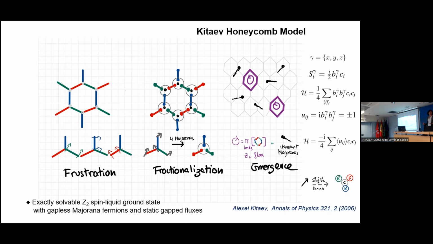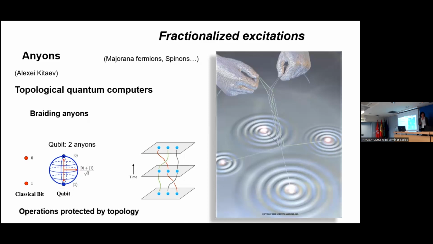So why are we so interested in these fractionalized excitations? One of the applications, and this was a suggestion by Alexei Kitaev, that was one of the reasons why he was also looking into these models, is to use these fractionalized excitations for constructing topological quantum computers. And why? Because if these Majorana fermions are non-abelian, then you build up your qubits with these Majorana fermions, and the operations are going to be protected by the topology of these fractionalized operators, and therefore, with that, you can build a quantum computer because you don't have losses when you do the operations.